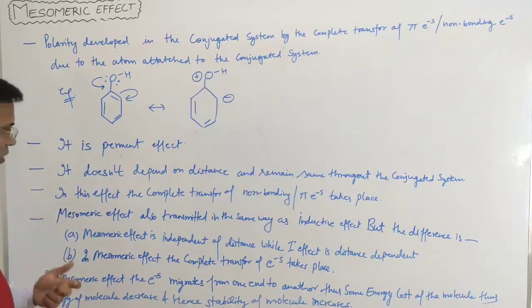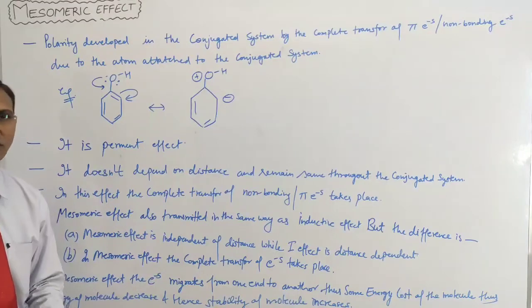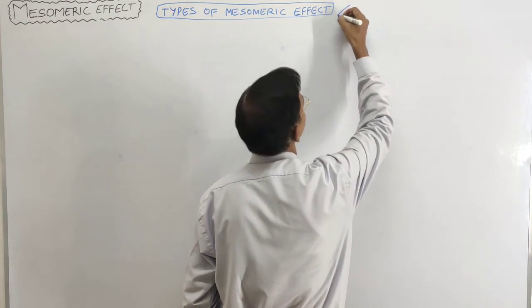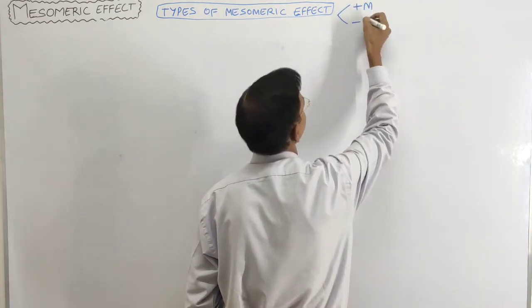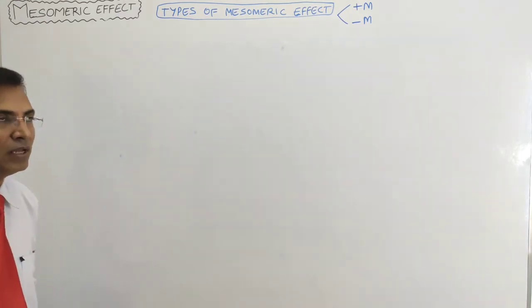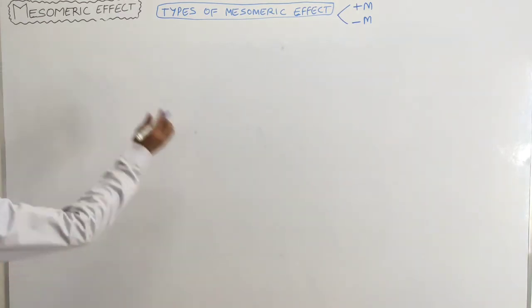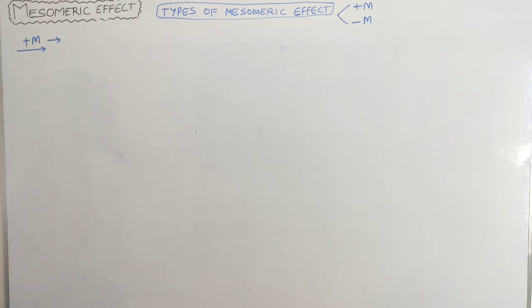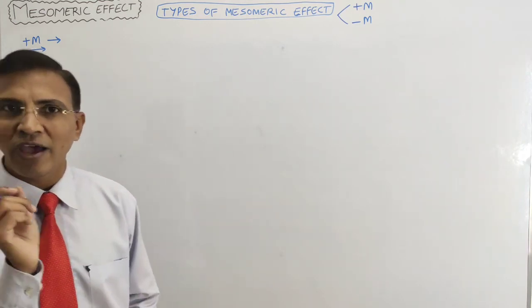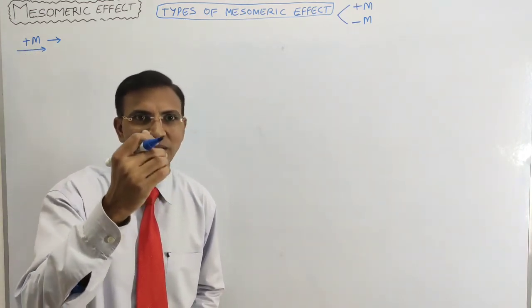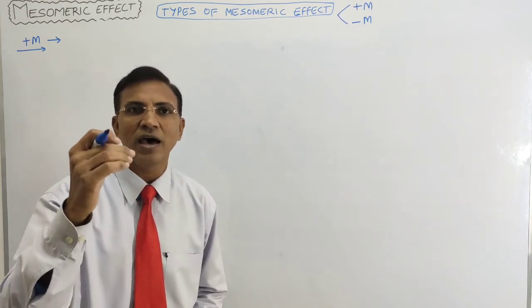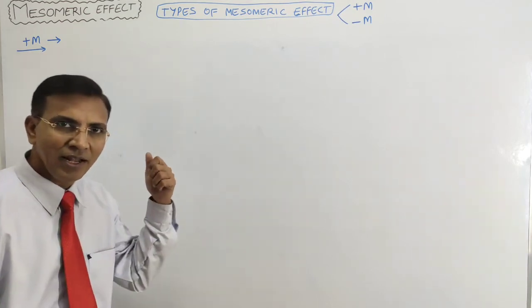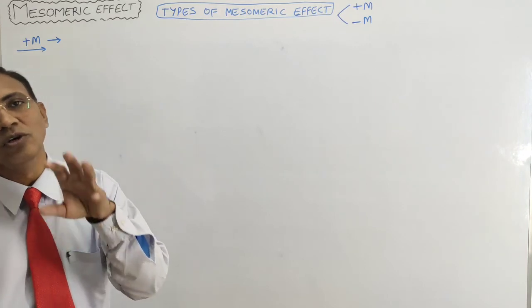Right? Now next, move to the types of the mesomeric effect. Right? So the mesomeric effect is of two types. That is, first is plus M and the second is minus M. So let's take the first one, plus M. So plus M mesomeric effect is when the electron displacement takes place away from the atom attached to the conjugated system. Right? So let me first write here, and then with the help of example I am going to explain it.